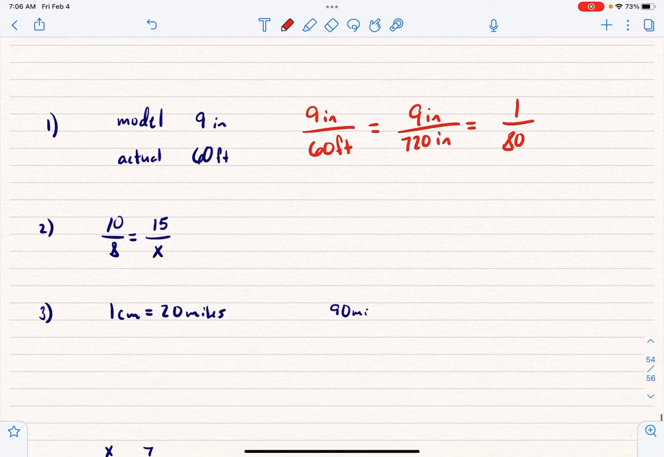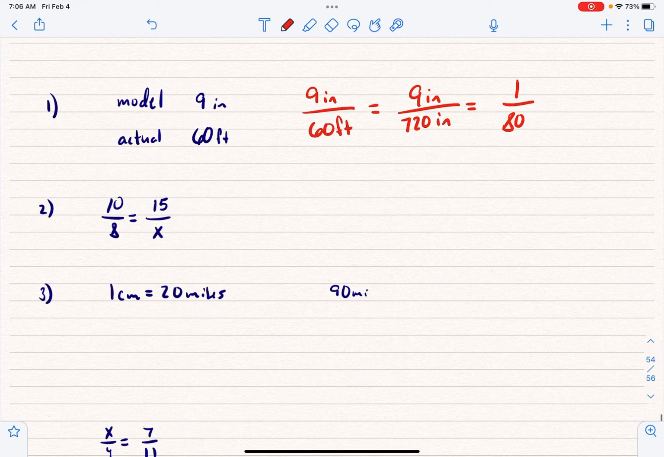All right, second problem. It's just a basic proportion asking you to solve. Cross multiply, and you get that 10x would have to be equal to 120. Divide both sides by 10, and x is 12.